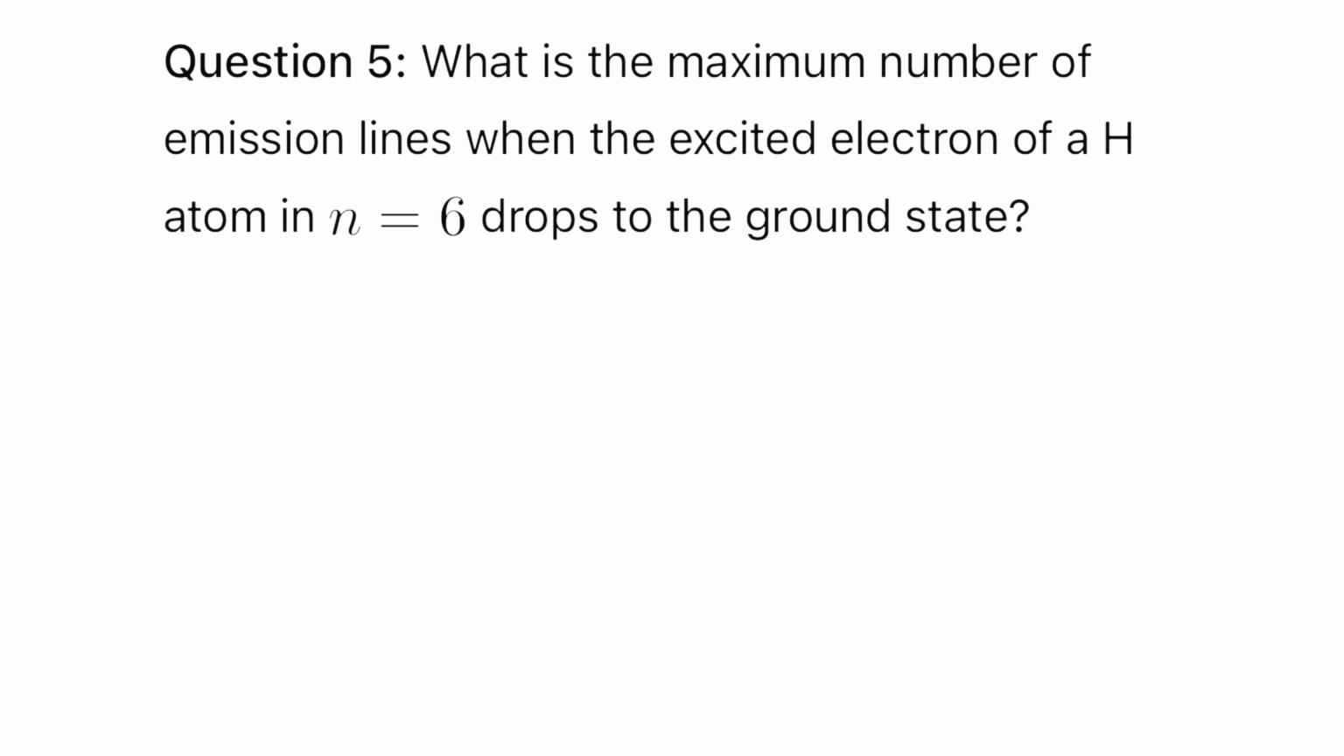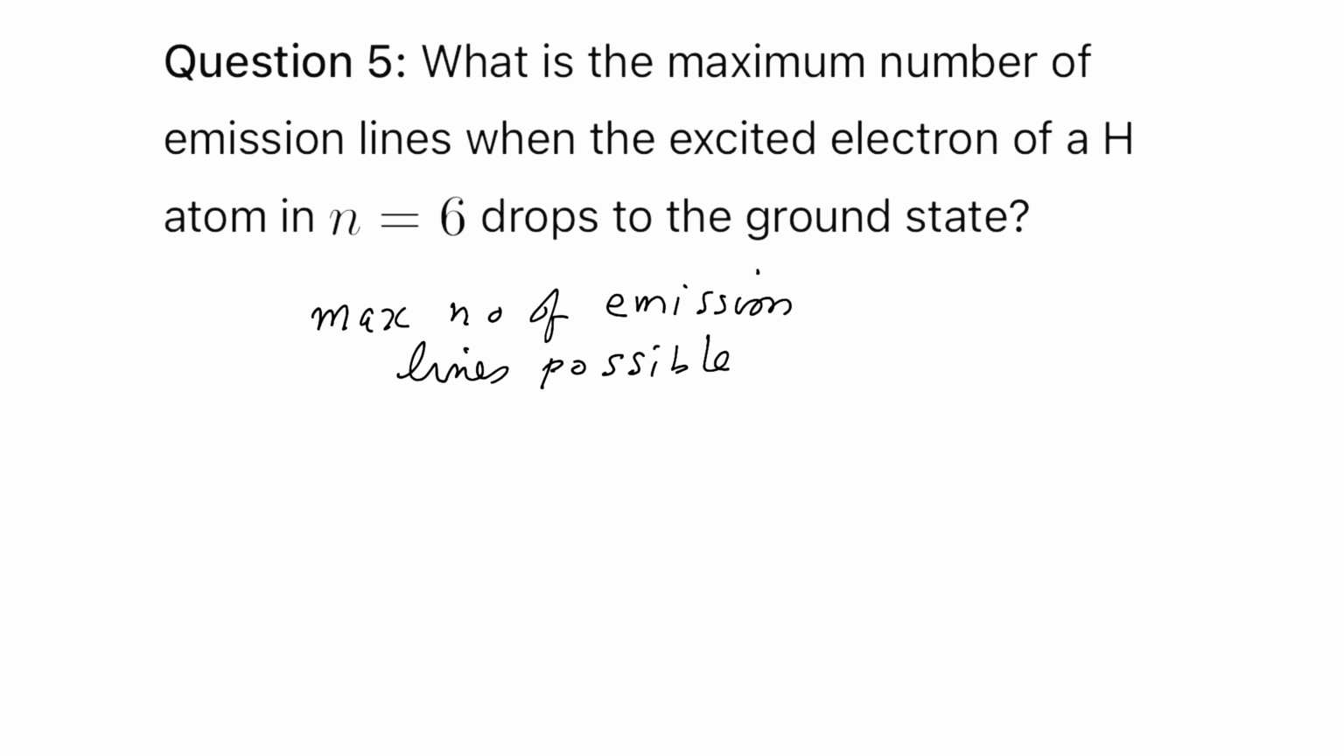On doing so, what will they do? They will emit radiation. How many such emissions are possible if the electron is now on the 6th shell or on the nth shell? Okay, I will give you a simple trick. This is the equation: maximum number of emission lines possible if n value is given. So if n value is given, take n minus 1 value. So n is equal to 6.